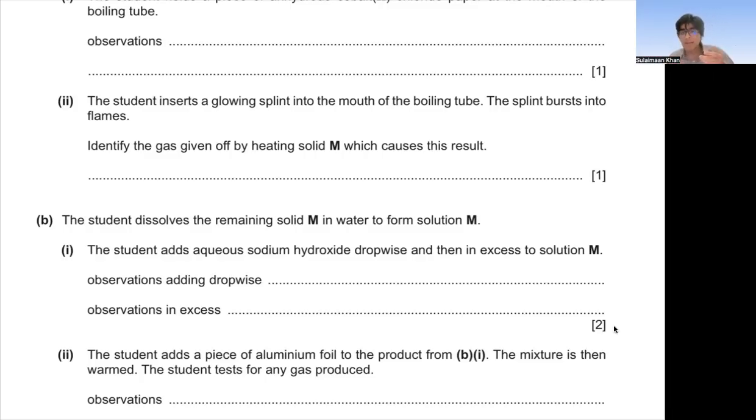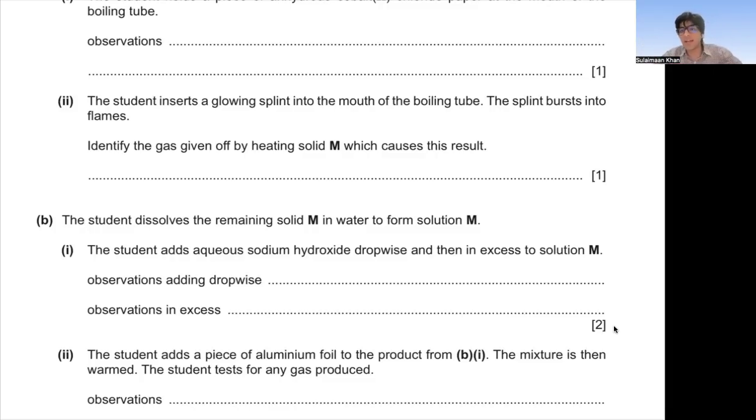Right? And then what is a glowing splint? You light a match and then you blow it out, right? You light a match, and then you blow it. That's a glowing splint. When it glows, that's called a glowing splint. And if there's oxygen present, oxygen helps in burning, so it's going to relight the glowing splint. Not a spark, the glowing splint is just like a faint ember. That's how you need to visualize it.